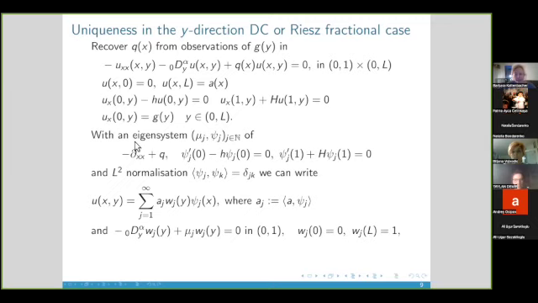And this has an eigensystem. A lot is known about these eigensystems, the eigenvalues and eigenfunctions. So if q is non-negative, then also these eigenvalues, mu j, will be non-negative. And also the psi j's have nice properties. In particular, they are complete in L2. And we can use this eigensystem, which is unknown. Because we don't know q, also this eigensystem is unknown, but still it exists.